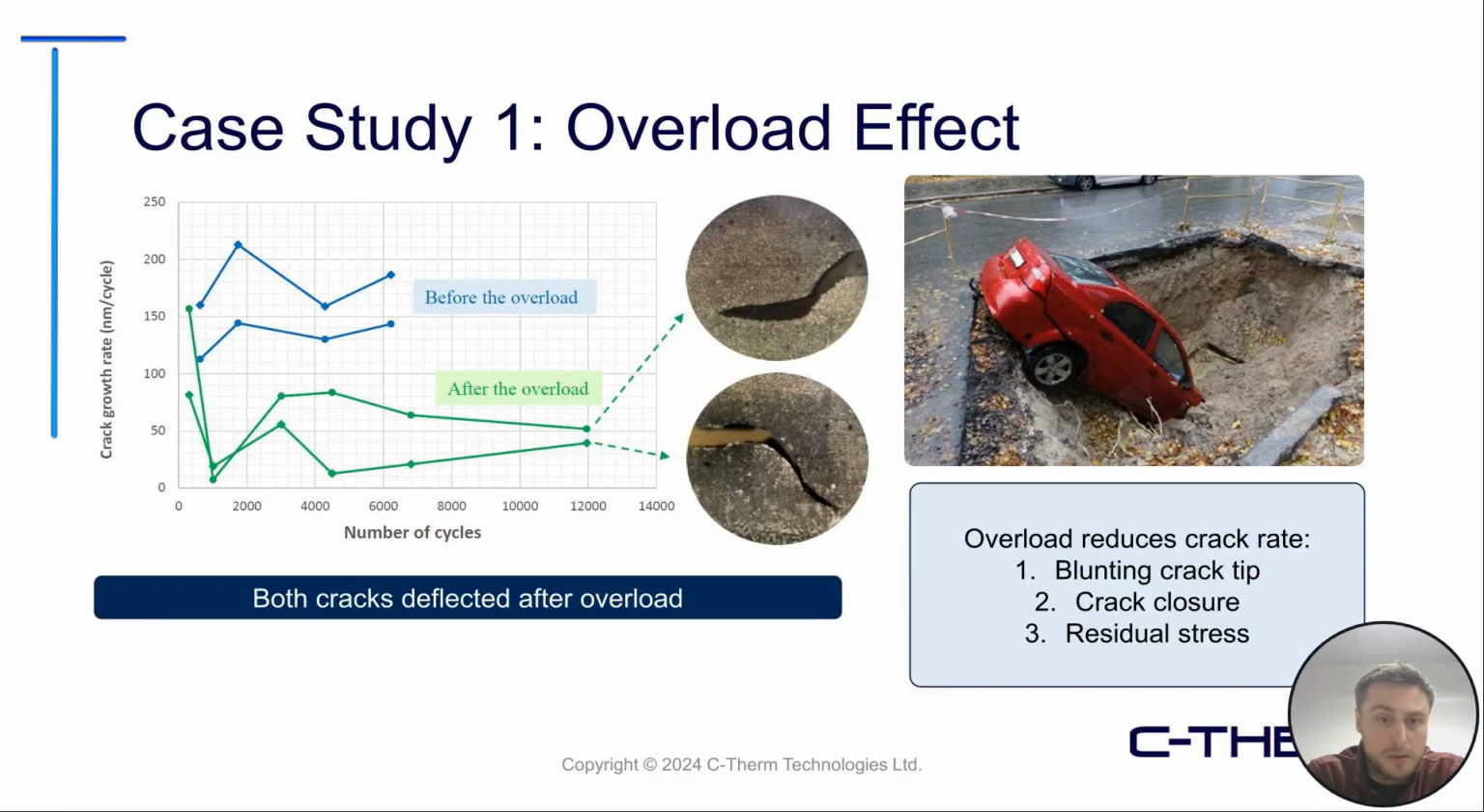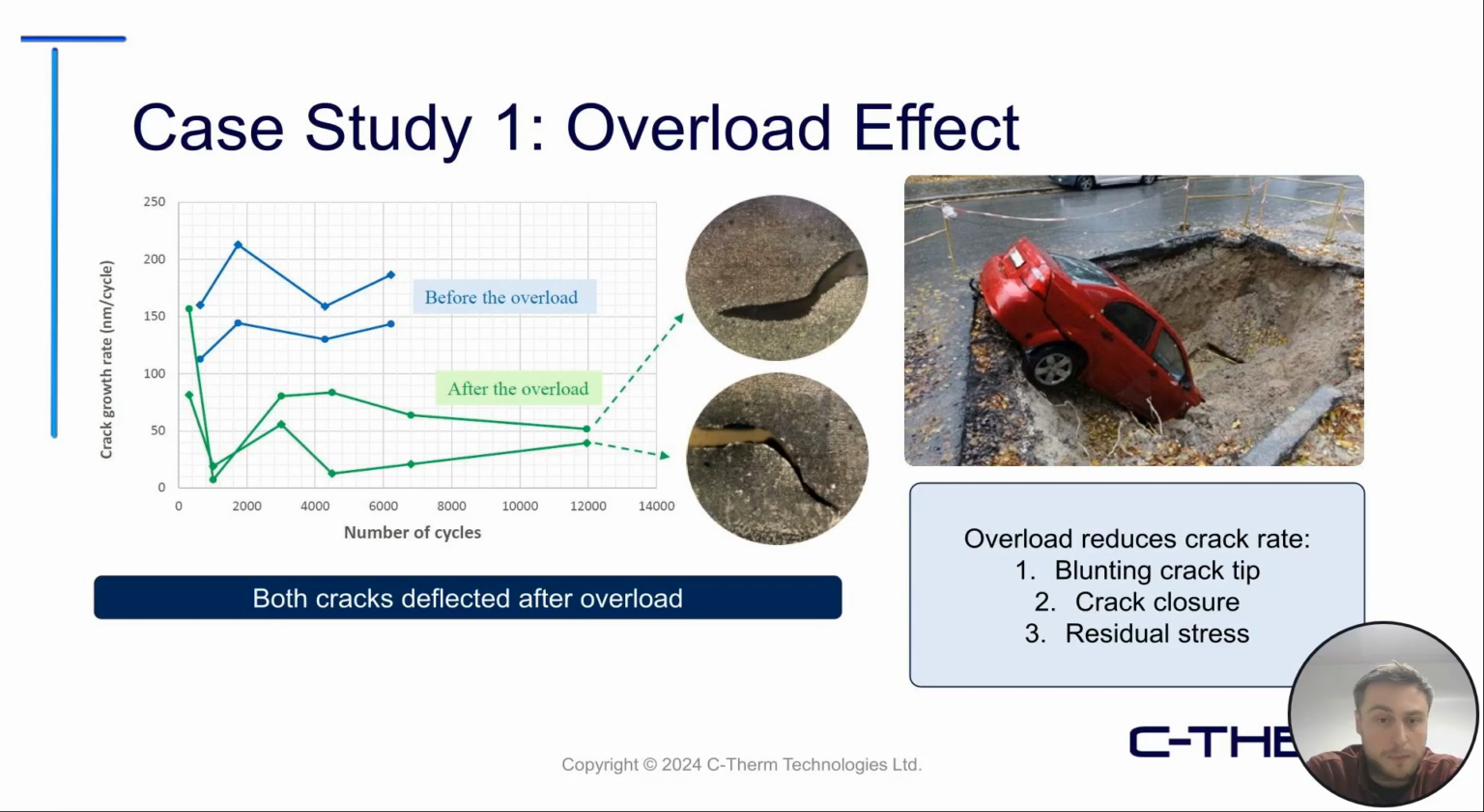But we can see here from the results, the blue curve is the crack growth measurement before the overload. We can see that it has a higher crack growth rate because it's higher on the y-axis. The x-axis for this plot is the number of cycles, so we can see how the crack growth rate changes with cycles. Then they applied the overload of 80 newtons, and the green curve here is the measurement of that crack growth rate after that overload, and we can see it's greatly reduced and begins to stabilize at 50 newton meters per cycle, where before it was up near 150, 200 newton meters per cycle.